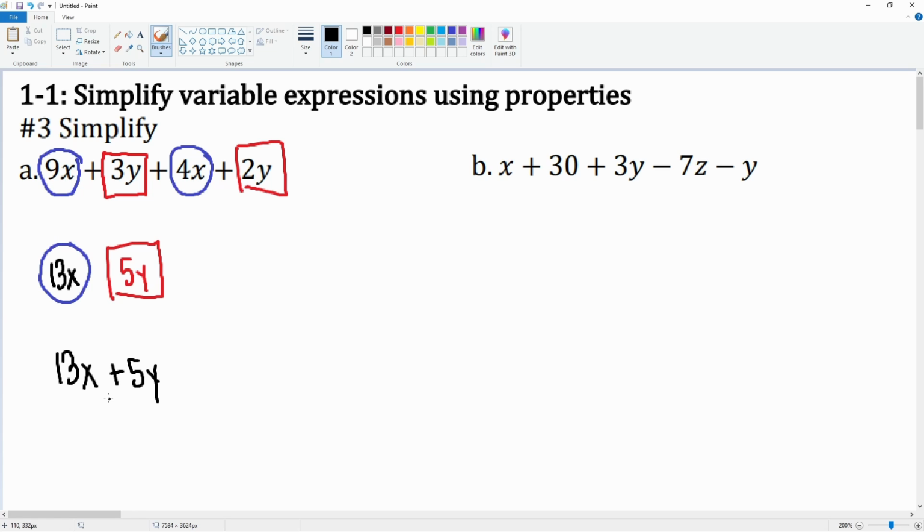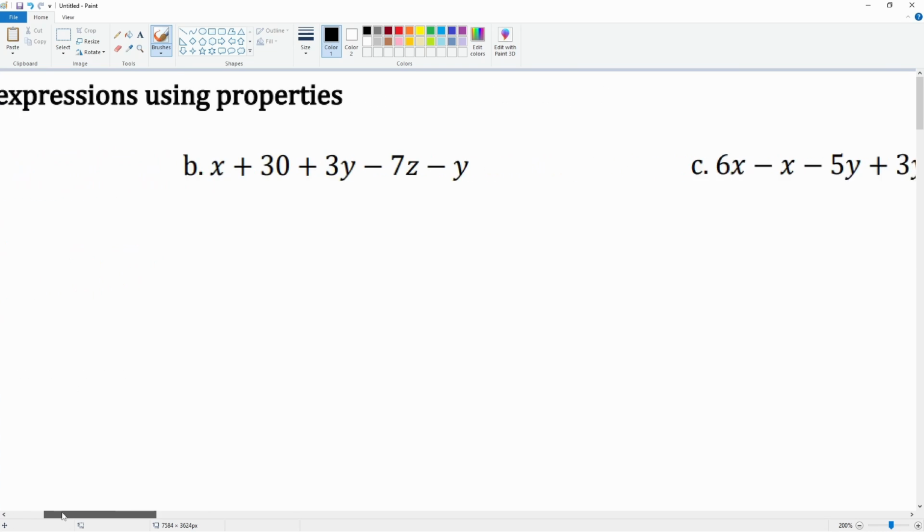You no longer can simplify this any further because these two are not like terms. They are different variables. Therefore, you're done. This would be completely simplified.